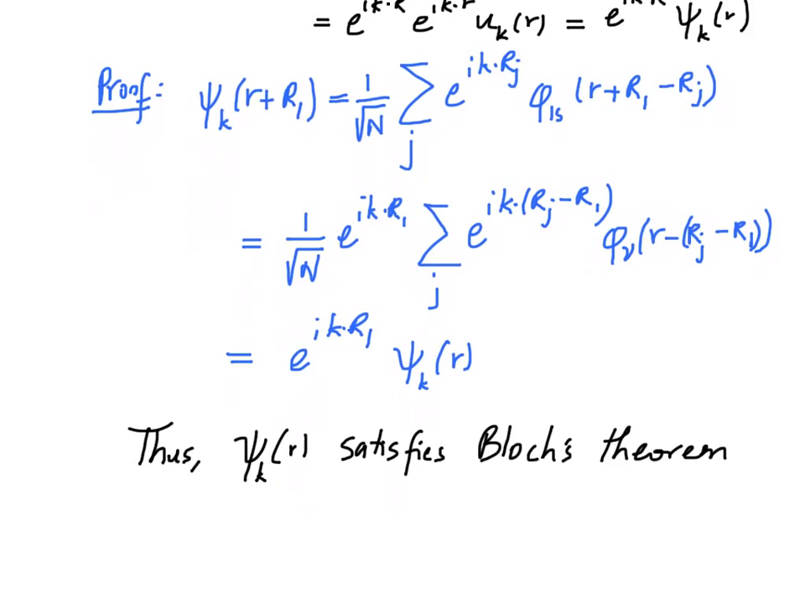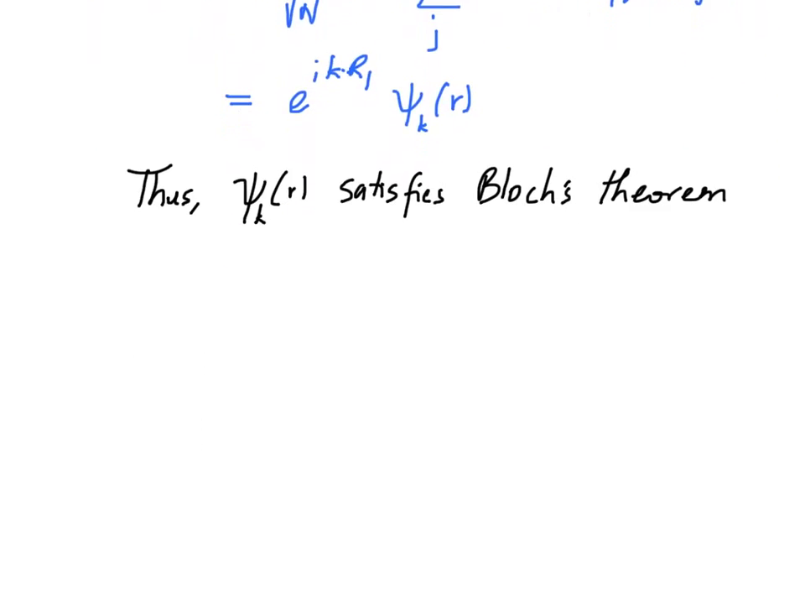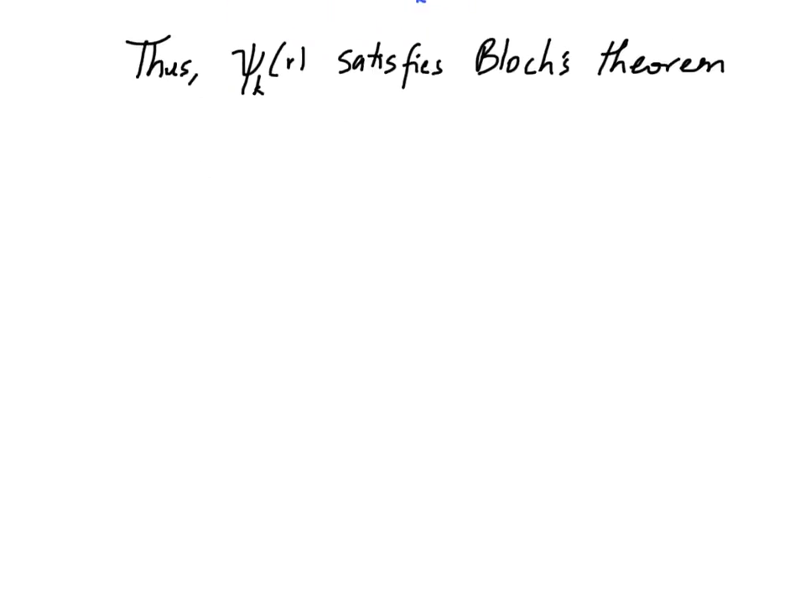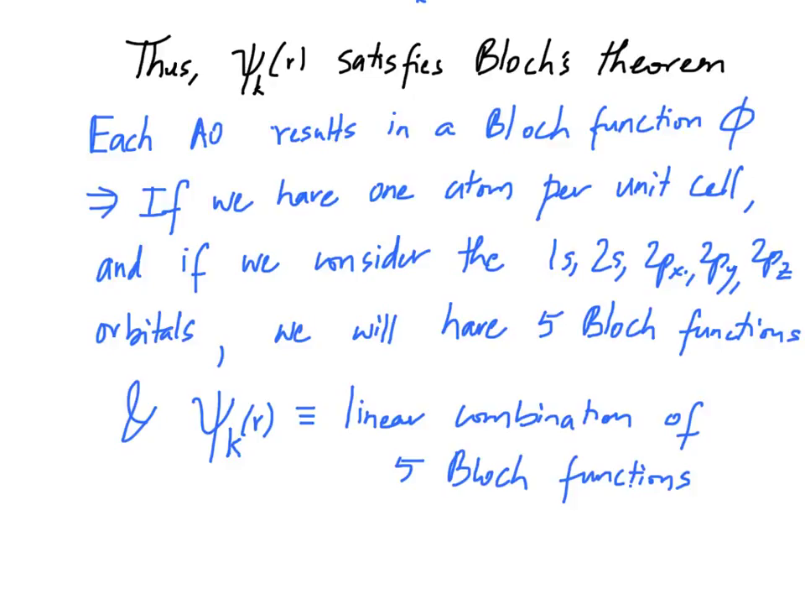Okay, so good. Let's note a very important aspect here. Let us note that each atomic orbital results in a Bloch function. Right? In other words, if we have one atom per unit cell, and if we consider the 1s, 2s, 2px, 2py, 2pz orbitals, that's 5 orbitals, then we will have 5 Bloch functions, and the total wave function will be written as a linear combination of these 5 Bloch functions. So there it is, the words that I have just said are written down.